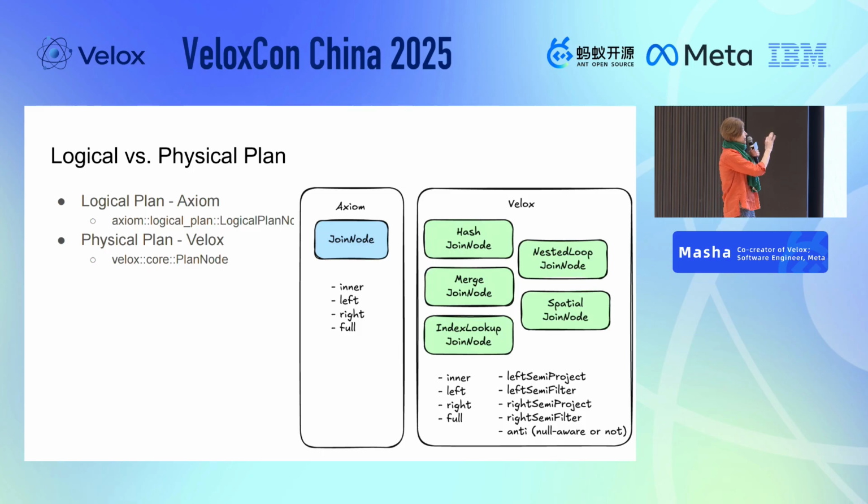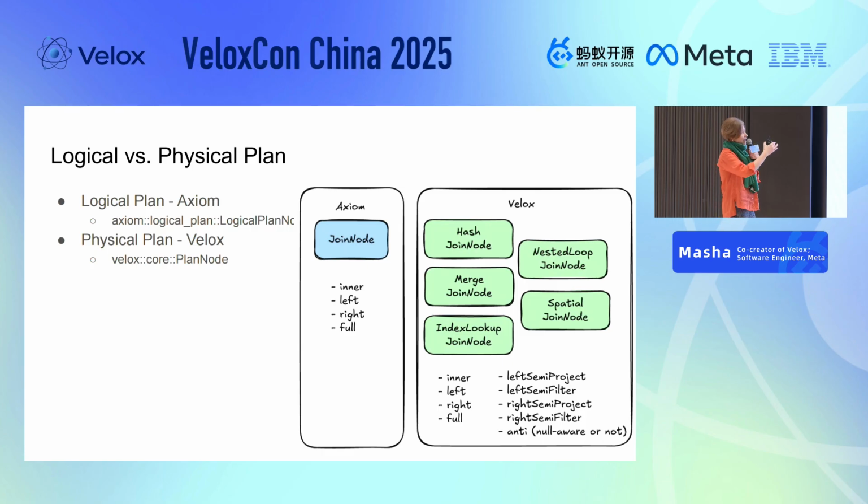There is a difference between logical and physical plans, and you would notice if you look at the logical plan nodes available in Axiom, there are a lot fewer nodes in the logical plan than in the physical plan. One of the most obvious differences is that there is only one join node in the logical space. But in Velox, there are multiple join nodes. There is a hash join, merge, index lookup, cross join, which is like nested loop. There are spatial joins.